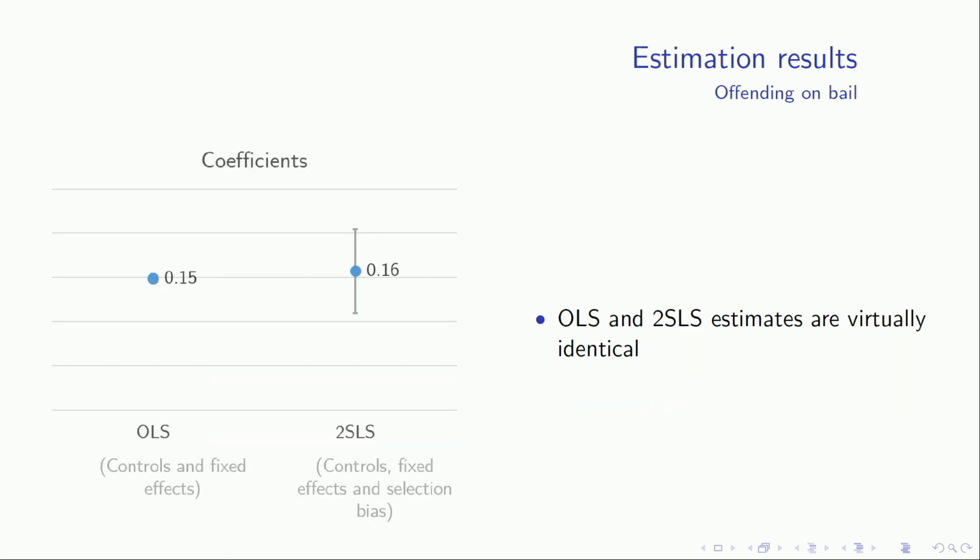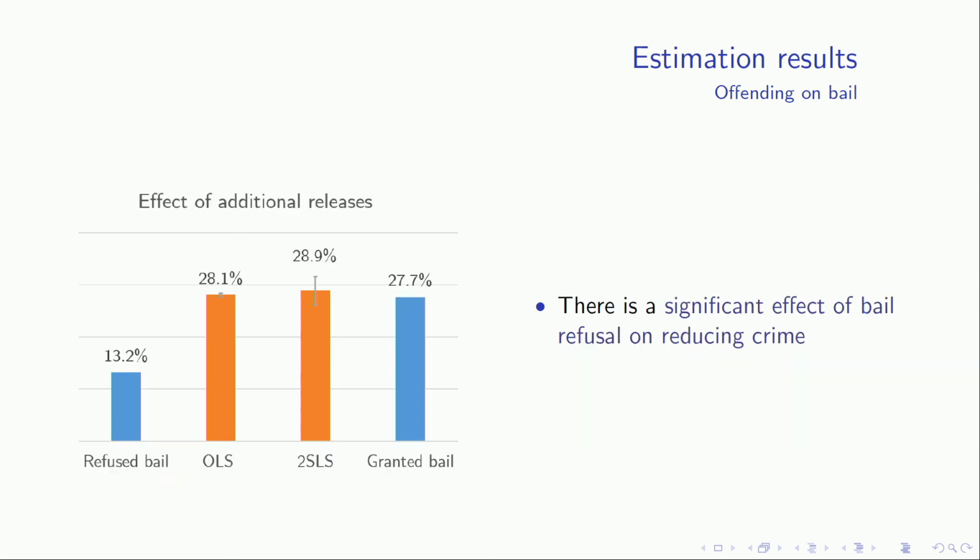Now, turning to offending on bail, the OLS and two-stage least squares estimates were virtually identical. So even controlling for selection bias, there wasn't much evidence for selection bias related to offending. If we translate that into the effects of releasing more people, currently among those refused bail at first hearing, 13.2% offend.